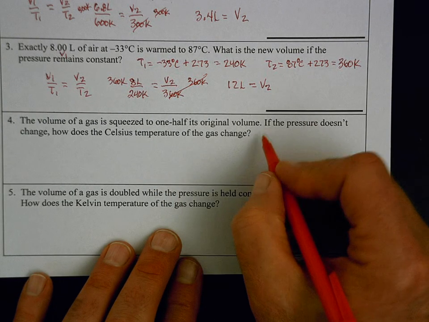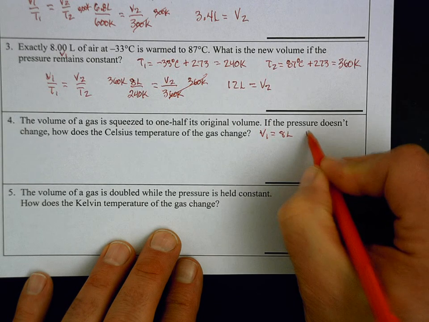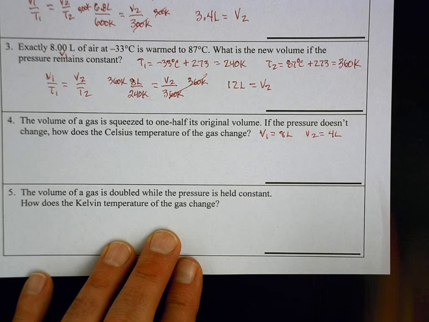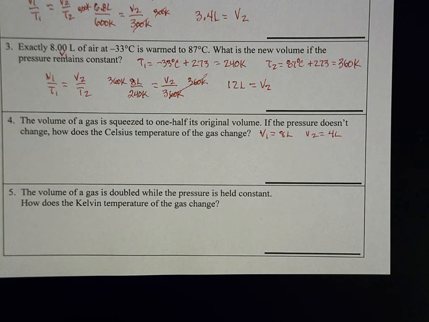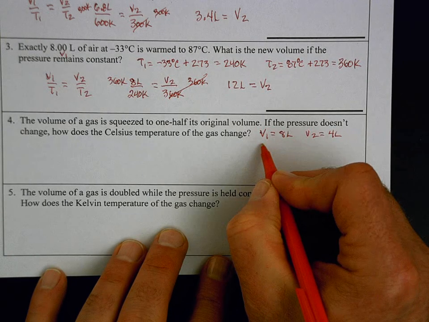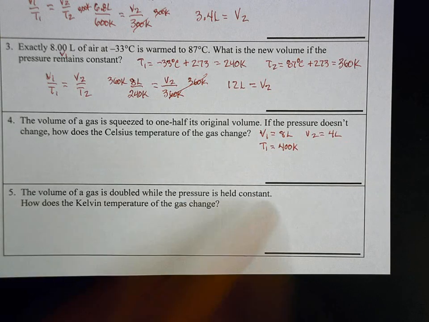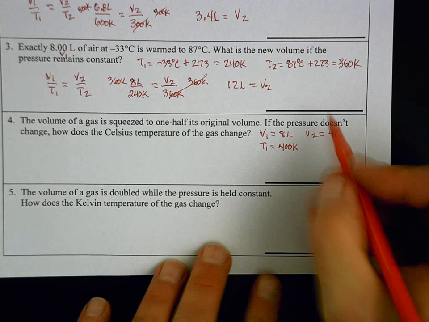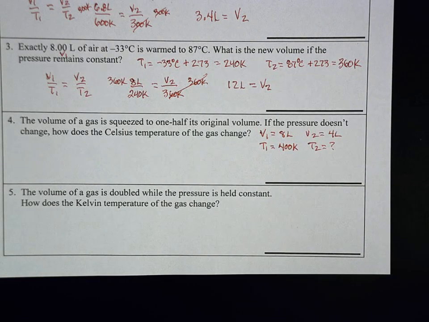All right, so let's make V1, hey, I'll make it 8 again. But now V2 is going to be 4. Squeezed to half. All right, now, what temperature? I don't have a temperature, so let's make it easy. I'm going to say my T1 was, say, 400 K. Round number, 400 K. So, we need to find this one, T2. We have 3 of the 4 numbers.